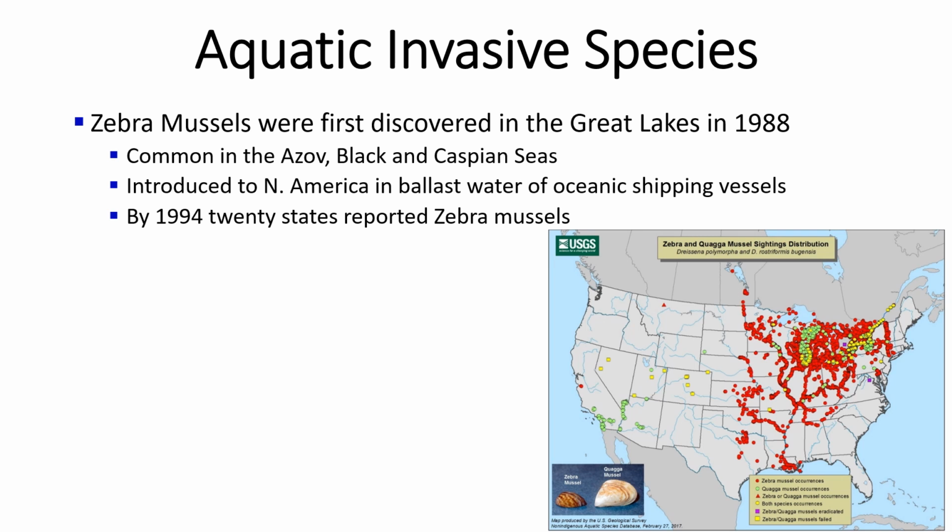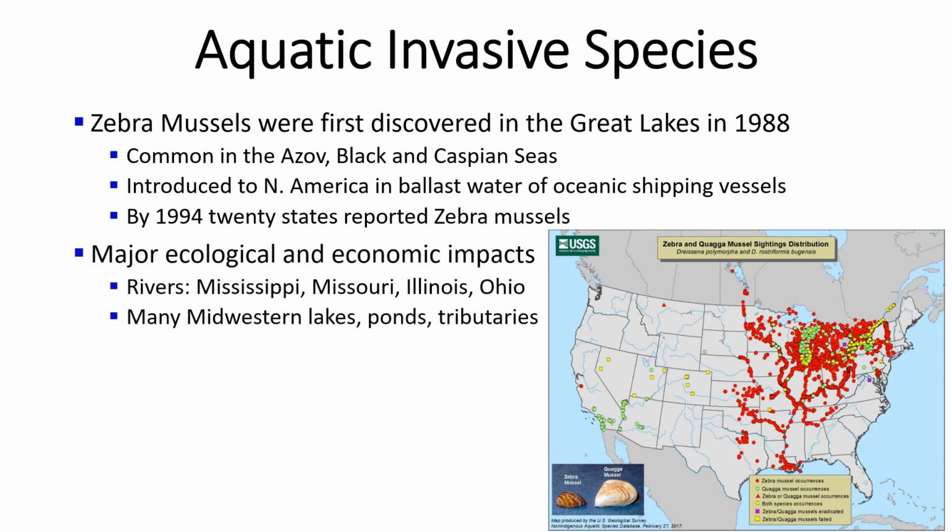They commonly occur in the Azov, Black, and Caspian Seas, but they were introduced to North American waters through the ballast water of ocean-going ships. By the 1990s, over 20 states had reported zebra mussels, and the figure on the right shows that they've really proliferated throughout U.S. waterways in the decades since.